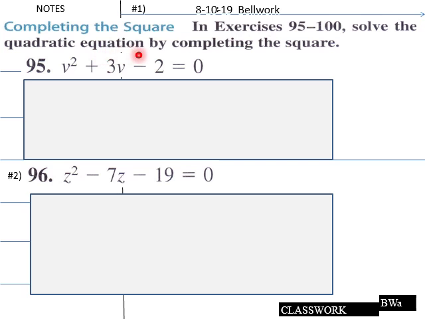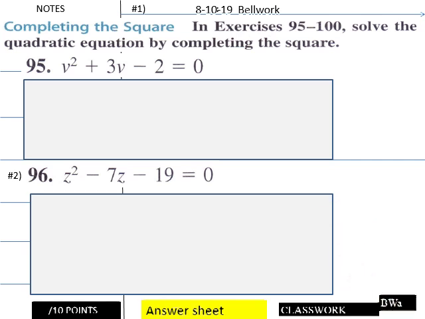Solve the quadratic equation by completing the square here. This is v squared plus 3v, I'm sorry, it would be 3v. So it'd be v squared plus 3v minus 2 equals 0. Okay, so do that one, and do this one. You give your students about 5-6 minutes, teachers. Pause your video and see you for the solutions.